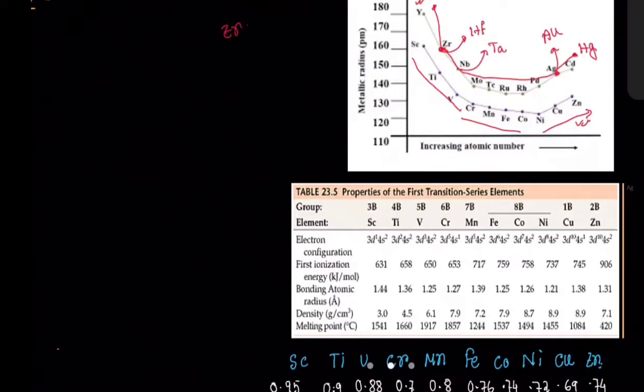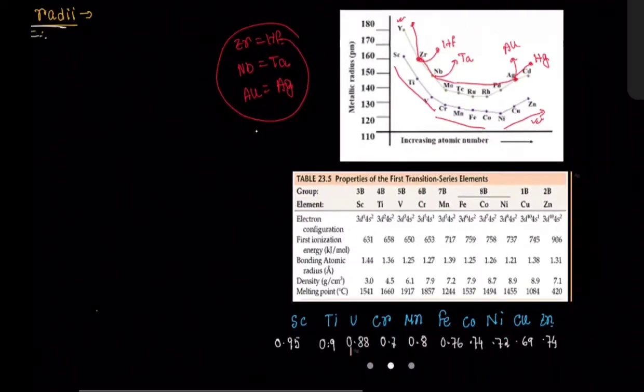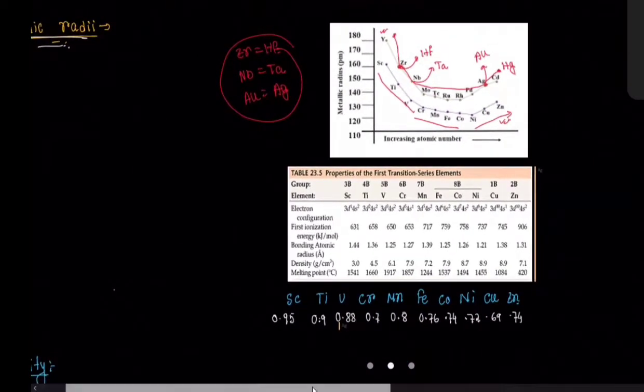Now try to understand. First, zirconium and hafnium, although they are in two different groups, have the same value. Niobium and tantalum, different groups, same value. And gold and silver also have different groups but the same value. So this is not something which is supposed to happen, isn't it? Let's find out why it is happening.